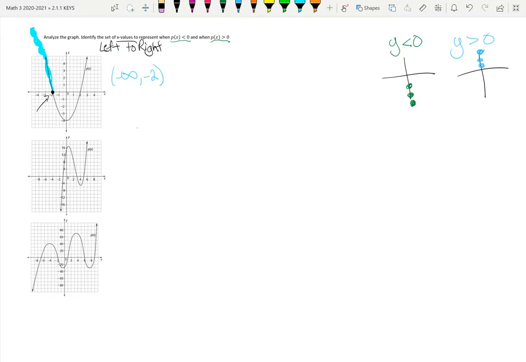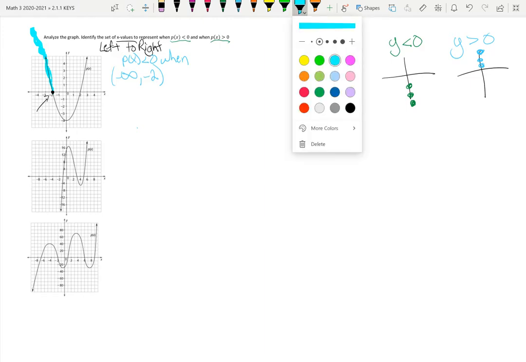So to describe this behavior, we're going to say that from -infinity all the way to -2, it is decreasing. Well, yeah, it is decreasing. That's a word we're going to use in the future. But p of x is less than 0 when x is from -infinity to -2.